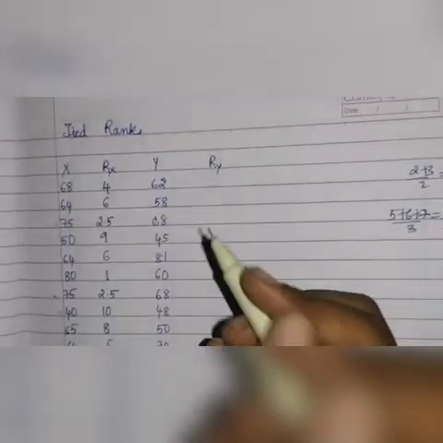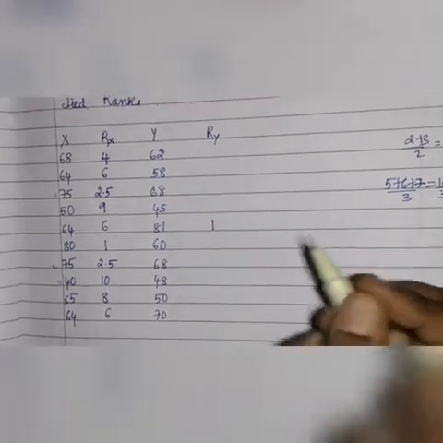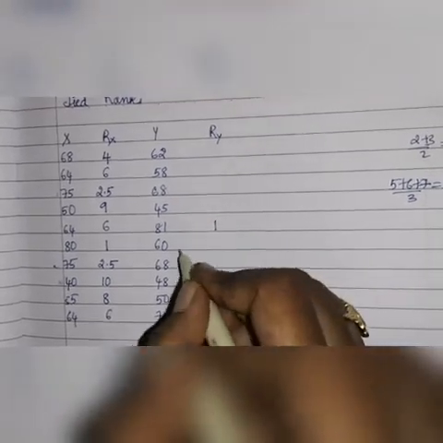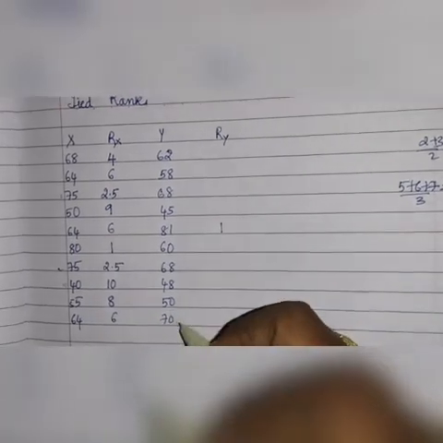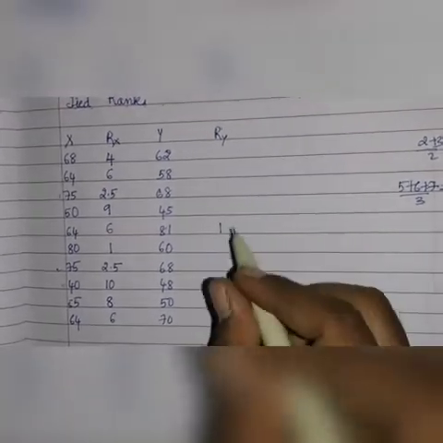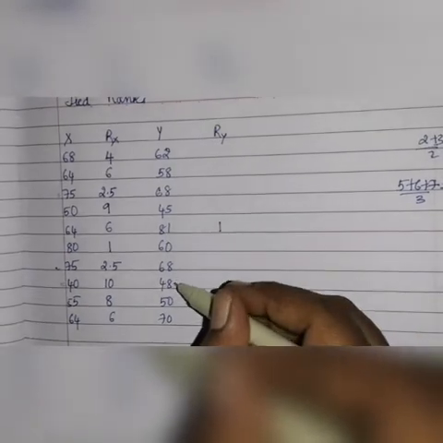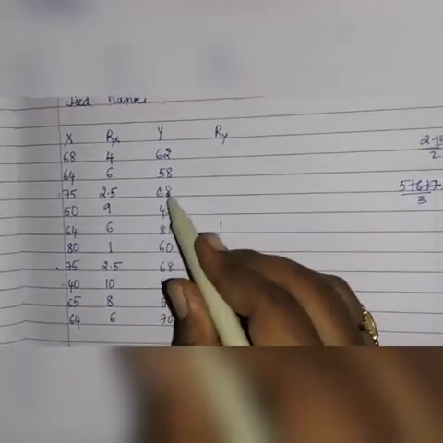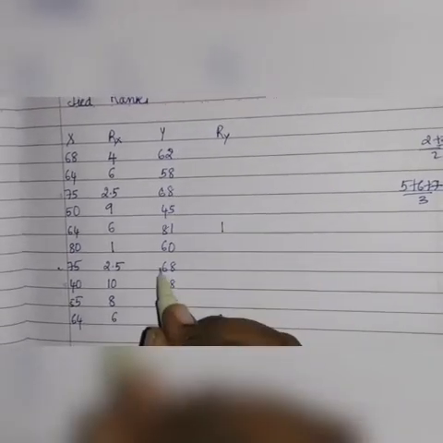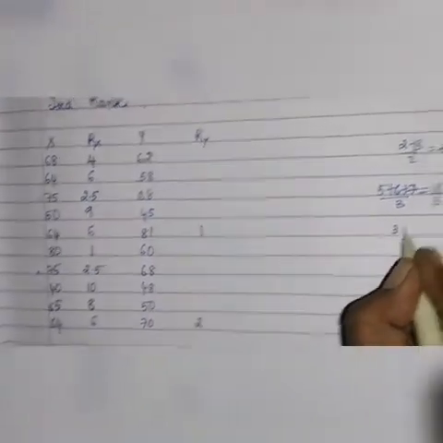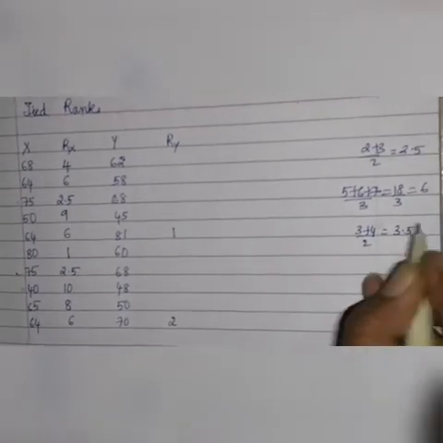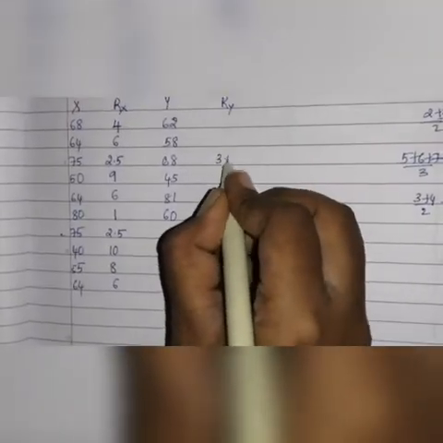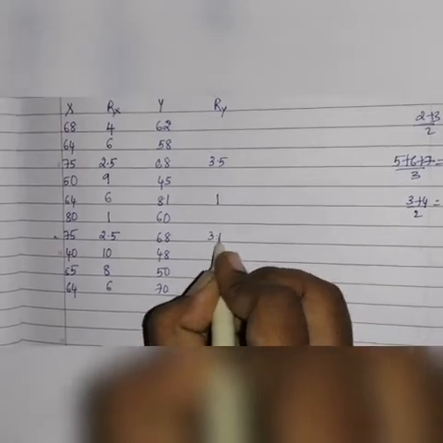Now let us rank variable y. The highest number here is 81, so this will be rank 1. Next highest number is 70, there is no other 70, so this will be 2. Next highest is 68. Now 68 is in 2 different places. This is third and this will be 4. So 3 plus 4 by 2, 7 by 2, 3.5. So 3.5 here and 3.5 here.